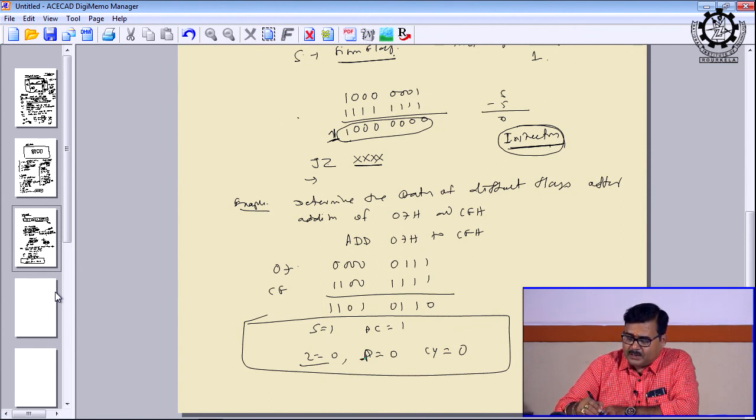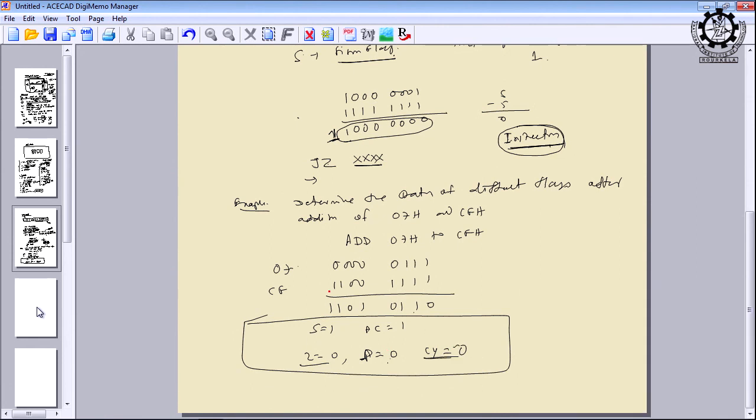And why is the parity flag 0? Because the number of 1s including the parity bit should be odd: 1, 2, 3, 4, 5, and this is 0. So, total 5 is an odd number. Is it clear? Then why is the carry flag 0? Because there is no carry generated. If the carry is generated, then it will be 1.